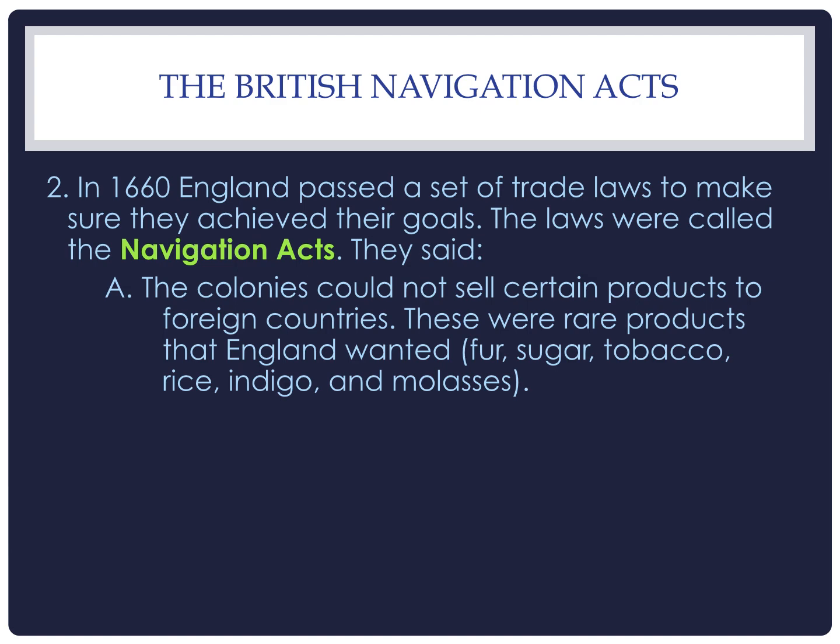The colonies were not allowed to sell certain products to foreign countries. So even if the foreign countries wanted to buy these things, you weren't allowed to sell it to them. And it wasn't everything, it was just the rare products that England really wanted. They were worth a lot of money. So that included fur, sugar, tobacco, rice, indigo, molasses. These are raw goods that you could make or you could get in the colonies, and England didn't want the colonies selling them to anybody else. You could only sell them to England.